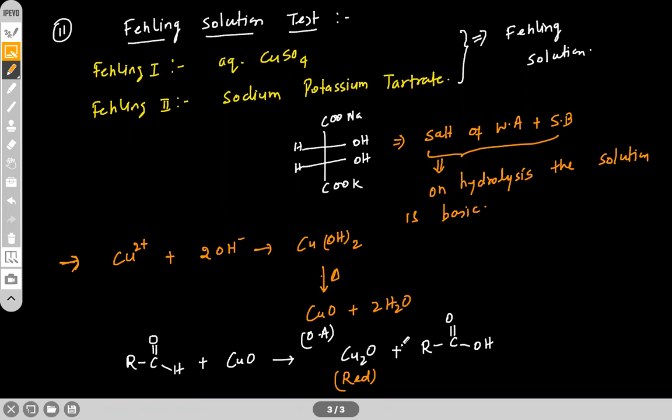Yes, sir. So in the next step, one more reaction you write down here. If any aldehyde is left, RCHO reacts with Cu2O. It gives copper and acid. So the red or brick red color that you get confirms the presence of aldehyde. This is the test of aldehyde. Right, so all aldehyde gives this particular test.